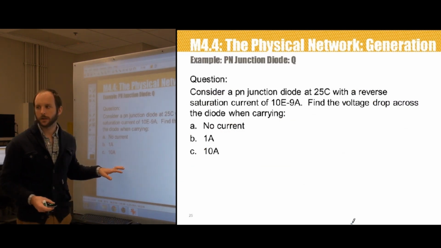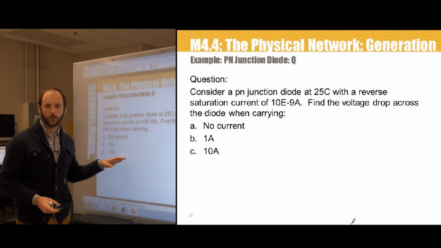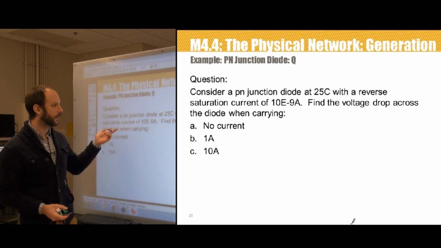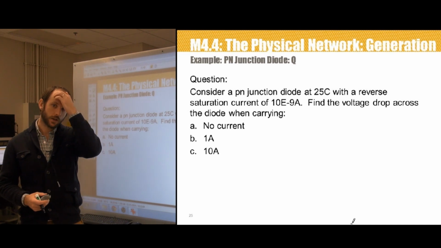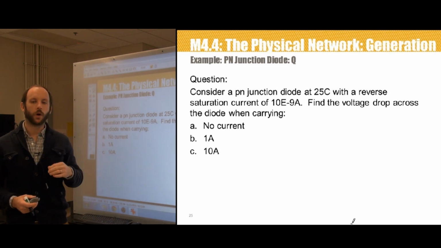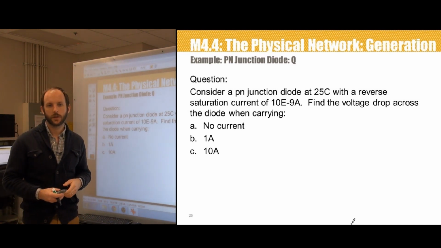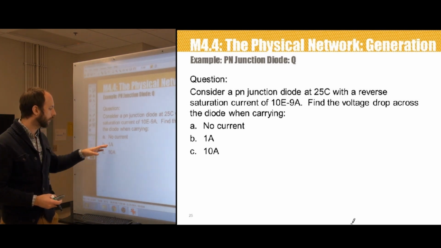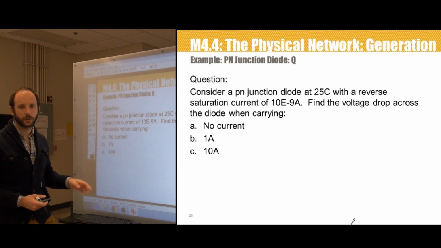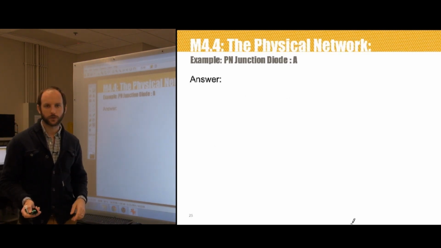So let's just take a minute, let's pause and do an example. We've got a p-n junction diode at 25 degrees Celsius. It's got a reverse saturation current of 1 times 10 to the minus 9 amps. We want to find the voltage drop across the diode when the diode's not carrying any current, when the diode's carrying 1 amp of current, and when the diode is carrying 10 amps of current.